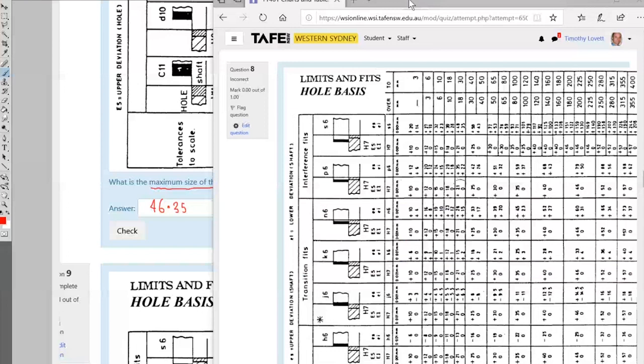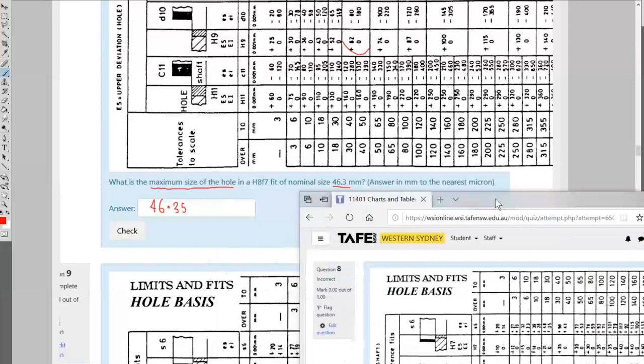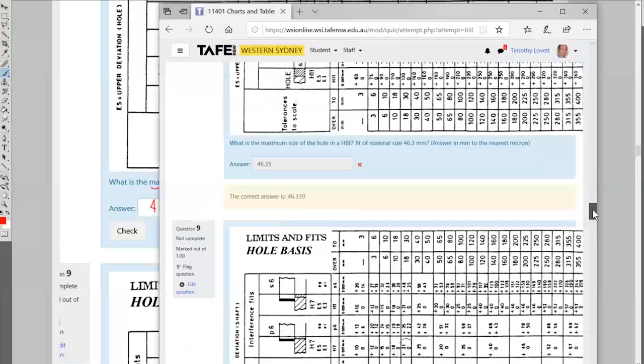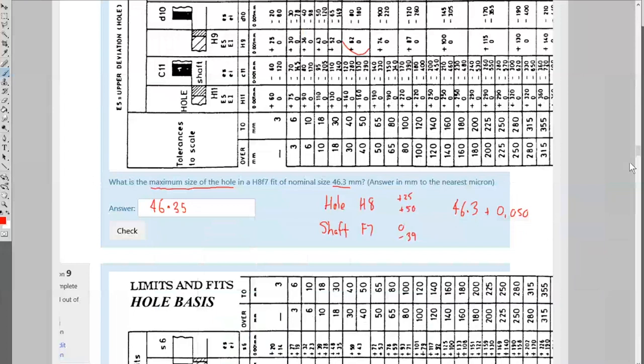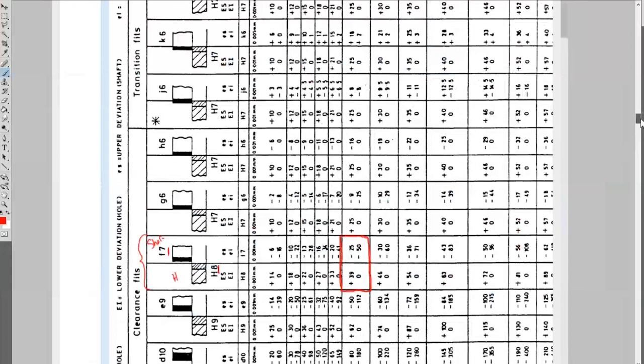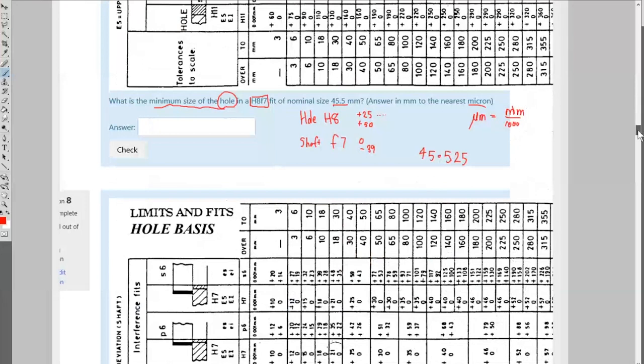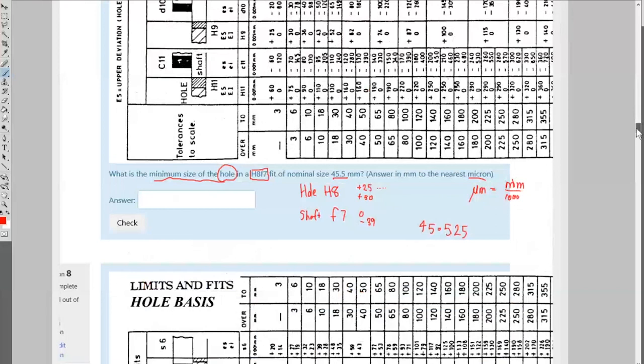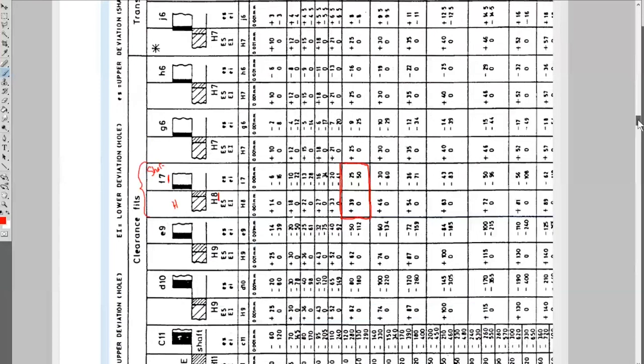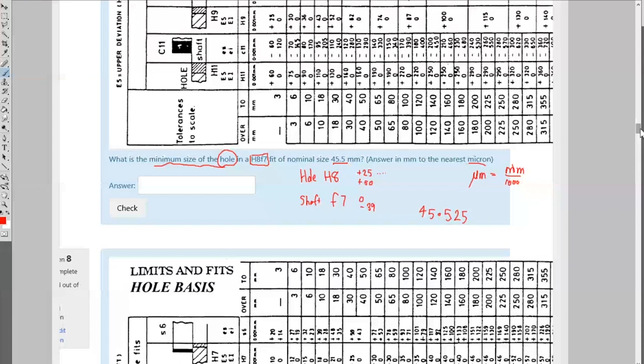What did I do wrong? Maximum size of the hole. Maximum size of the hole. 46.3. The hole is... Goodness me. Hole. Shaft is minus. Oh, I'm done. This is rubbish. This is all nonsense here. No wonder, when you're reading a sideways chart, what do you expect?